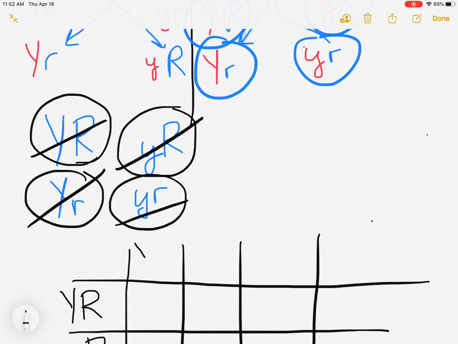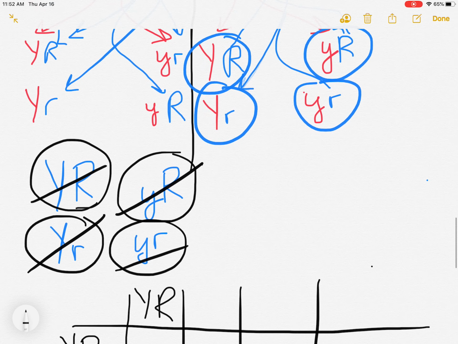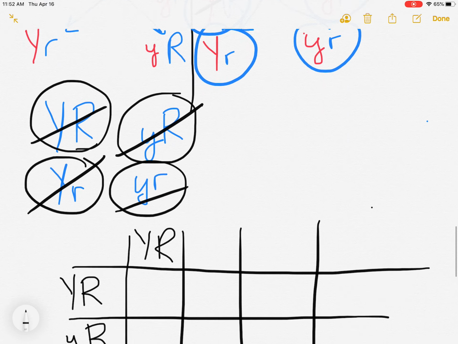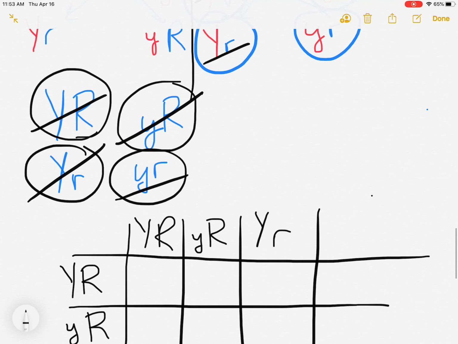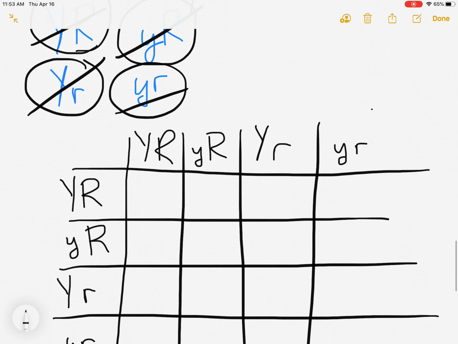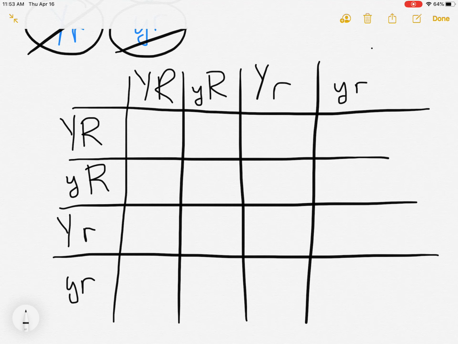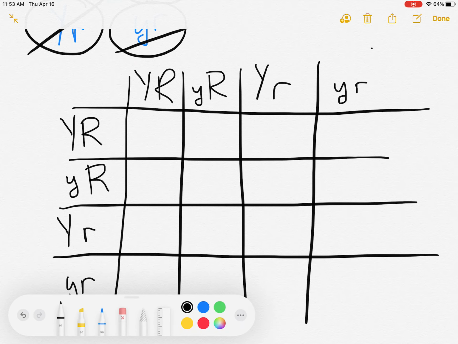Now in a different cross you might have different gametes on this side. So whatever these gametes are, you put them on the other side. So you put one here, got that one. You put little y, big R here. Doesn't matter what order, as long as you get them all in there. And little y, little r. All right, so you see how big the Punnett square is. Now we do the cross.